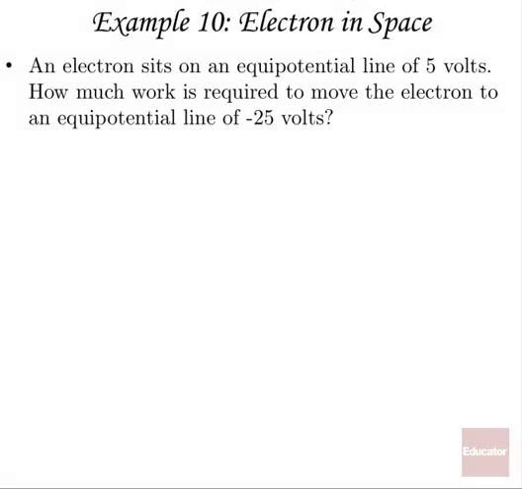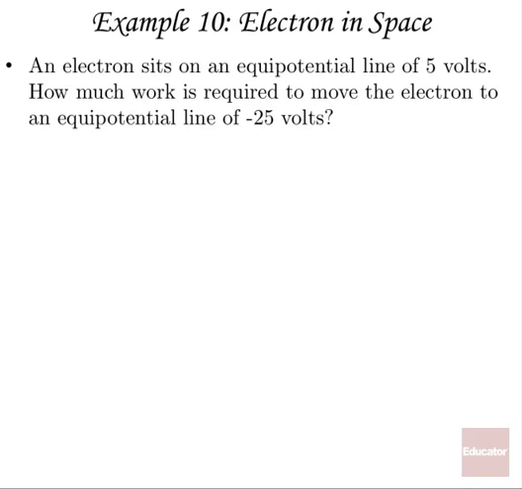All right, let's go through a couple more problems, make sure we've got everything down. An electron sits on an equipotential line of 5 volts. How much work is required to move the electron to an equipotential line of minus 25 volts? And let's make this one easy. Let's do it in electron volts.